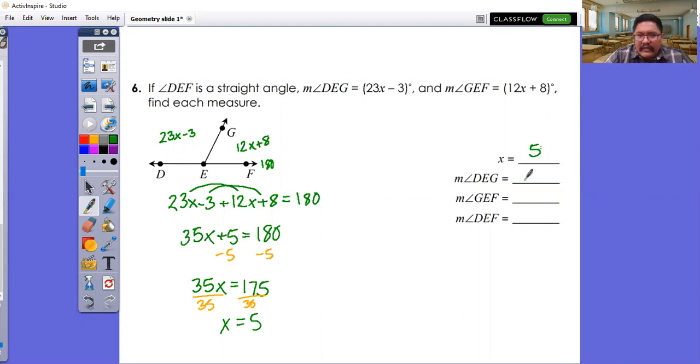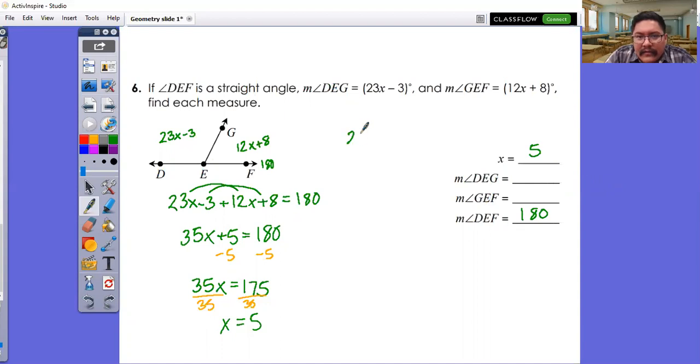Now from here, we can start filling in what we also know, which actually we do know something. We know that DEF is 180 degrees. So we can go ahead and fill that in without having to do much more work. And then let's go ahead and get DEG. So we're looking for DEG. So that's going to be, oops, this one here.